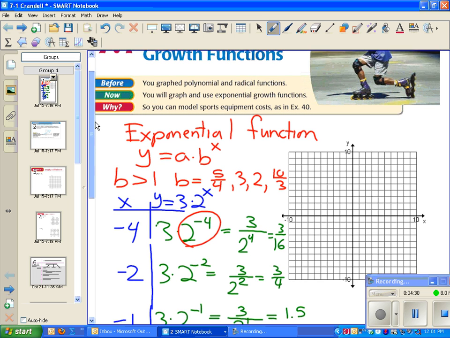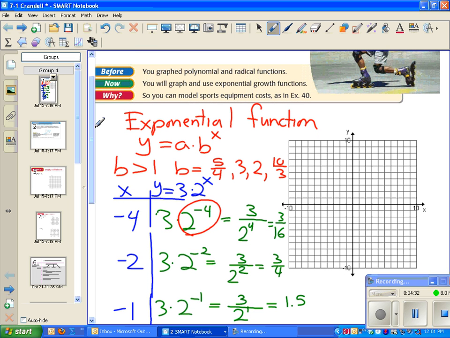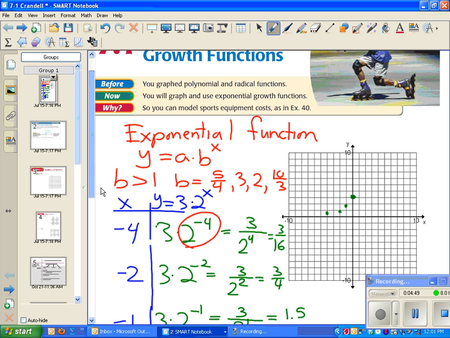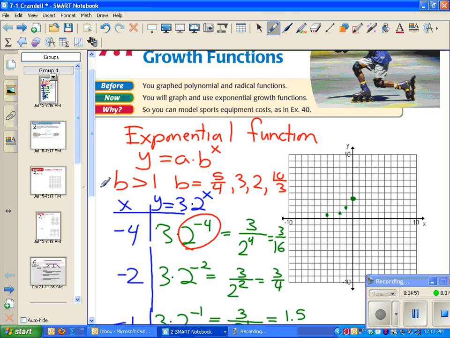Right? And then when we graph it, let's see, we have -4, something very close to 1. -2 is 3/4. -1 is 1.5, 0 is 3, 1 is 6, 2 is 12, so it's off the graph a little bit, and 3 is way off the graph. So it grows very, very quickly.